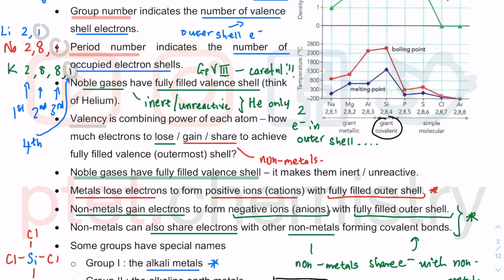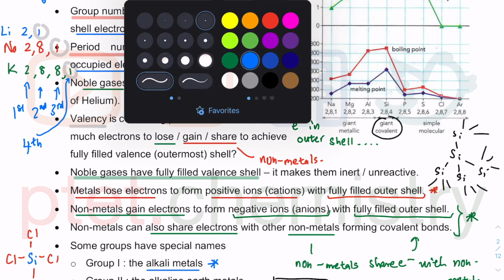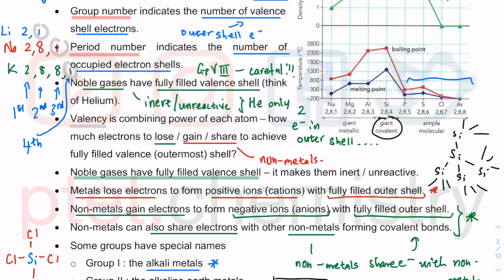How does silicon look like? Just like in diamond, so each silicon is bonded to 4 other silicons, and then the silicon is bonded to 4 silicon altogether. So giant covalent structure, many strong covalent bonds to be broken to melt silicon. Phosphorus, sulfur, chlorine, and argon, these are what you call simple covalent structure.